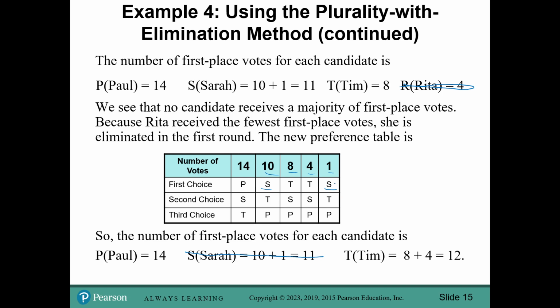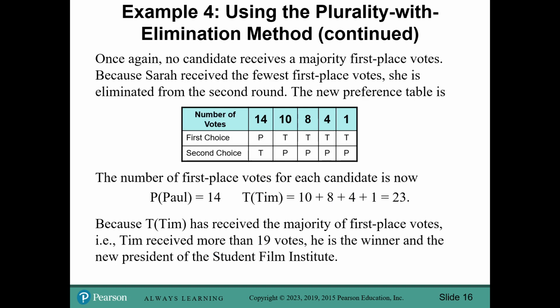So that's what we're going to do. We're going to eliminate Sarah and move everybody else up. Okay? So TP will go up there. P will go up here. P will go up here. So TP. And then T. Okay? So we got us a new table. I'm going to show this new table here. This is exactly what this new table looks like.